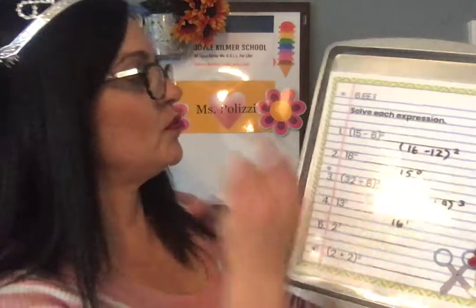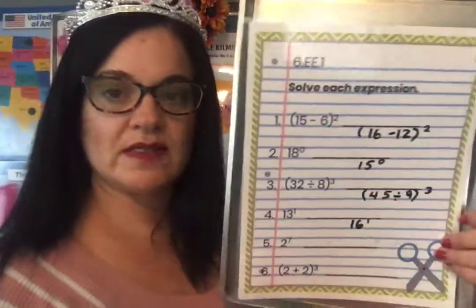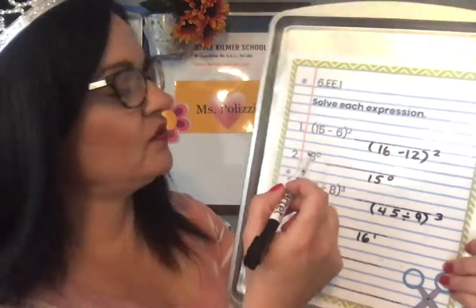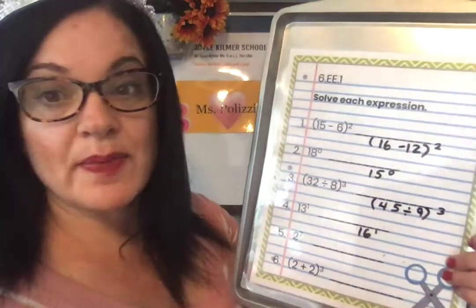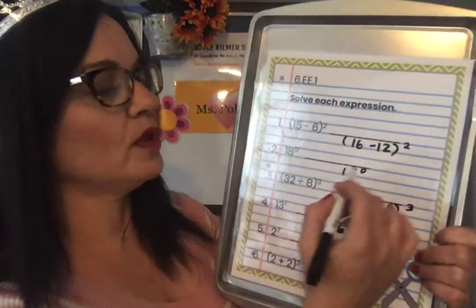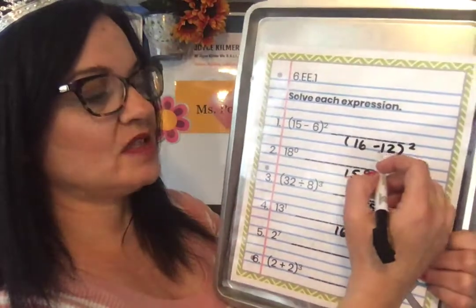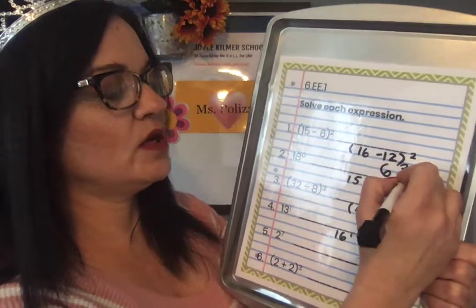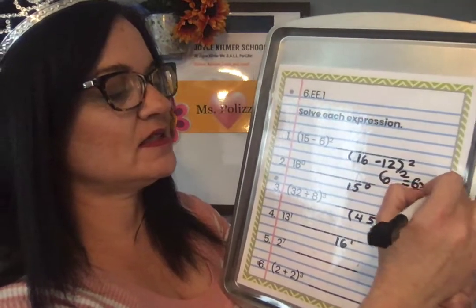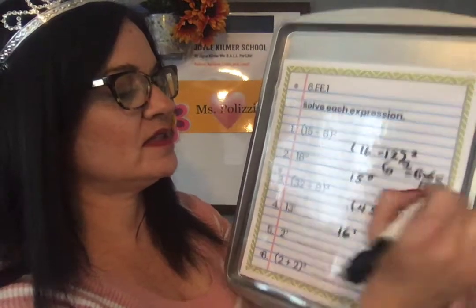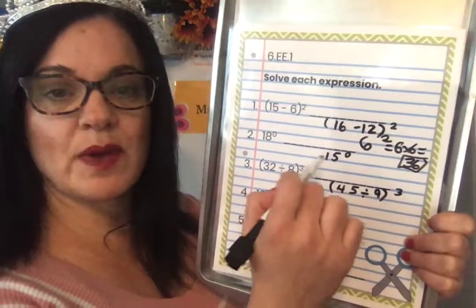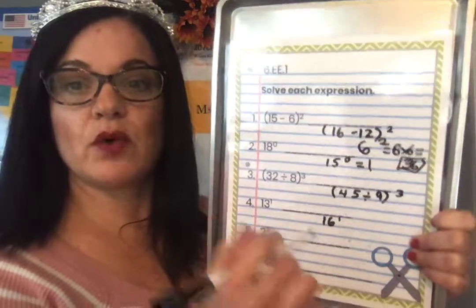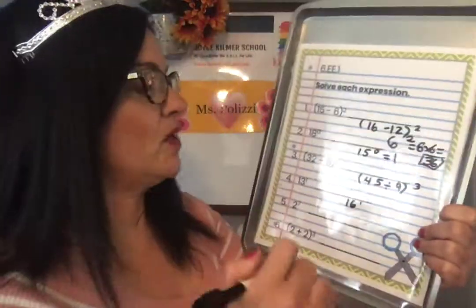The next type of problem is, again, continuing solving expressions. In the first problem, in parentheses, we have 15 minus 6, all to the power of 2. Here's a similar problem. In parentheses, 16 take away 12 is 6, all to the power of 2. We know that that's 6 times 6, and your answer would be 36. Now, 15 raised to the power of 0 is 1. Any number raised to the power of 0 will always be 1, okay?